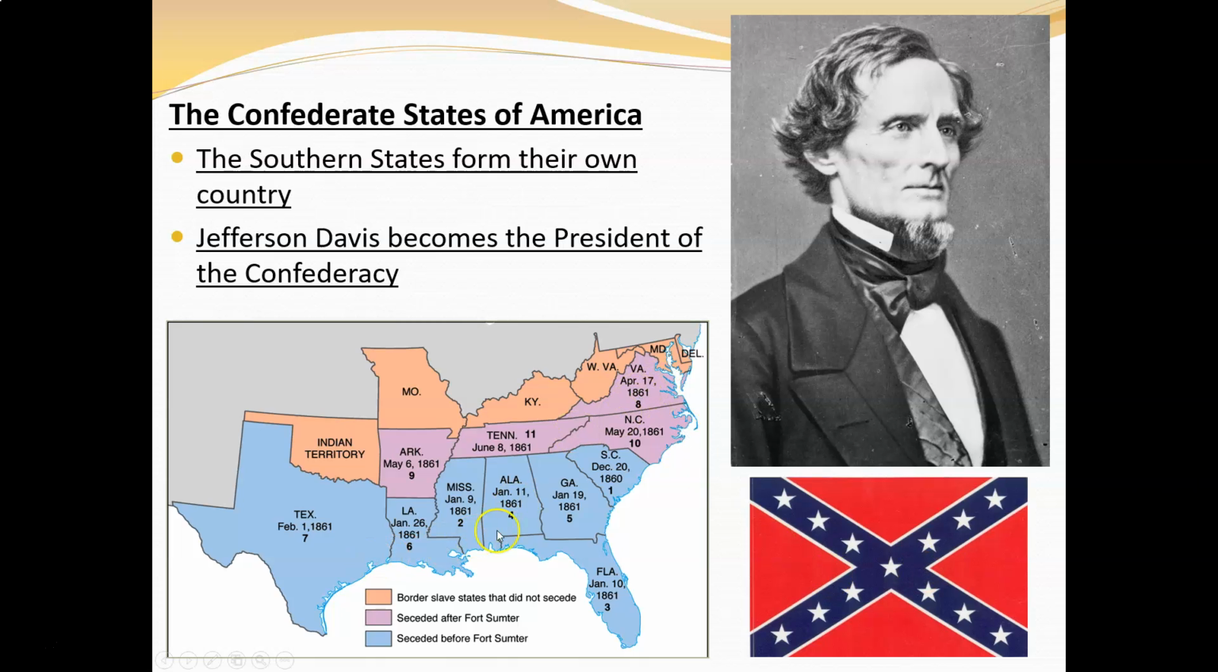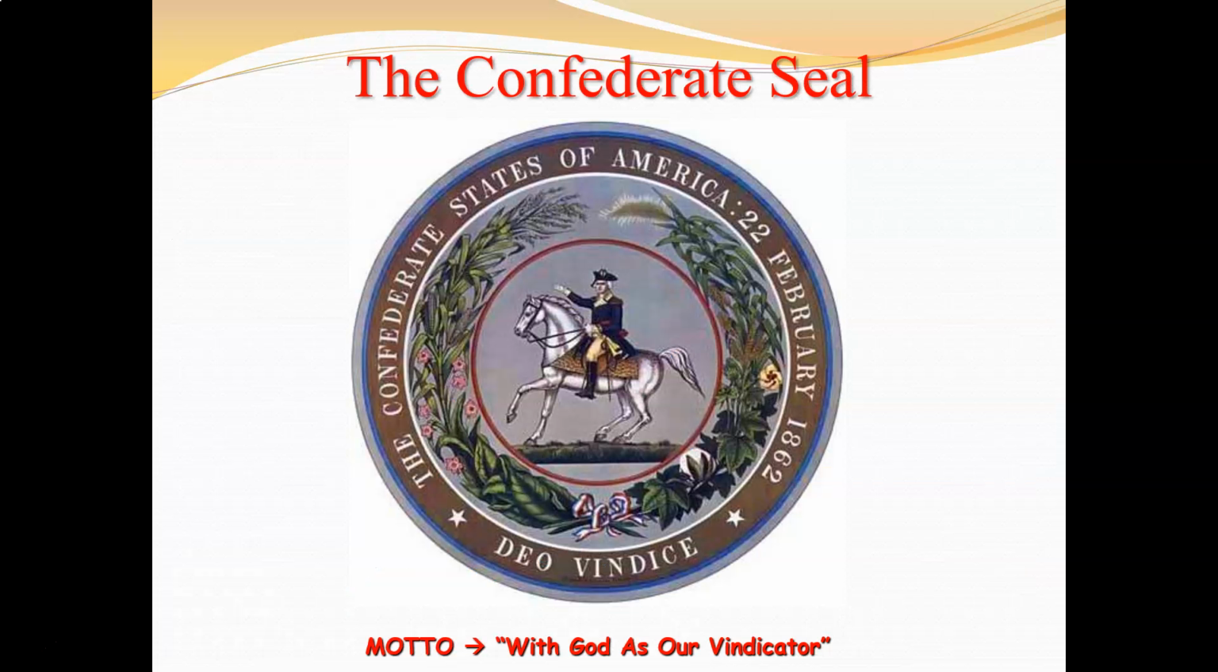You have essentially all of these states that are in purple and in blue that are going to be actual southern states, and then the territories or states here in orange are what we call border states, which are going to maintain a loyalty to the Union, but are still going to be involved in the Civil War quite actively. All right, here is the Confederate seal of America. You can see this was kind of their logo, so to speak, for the new country, with their motto as, "With God as our vindicator, Deo Vindice."